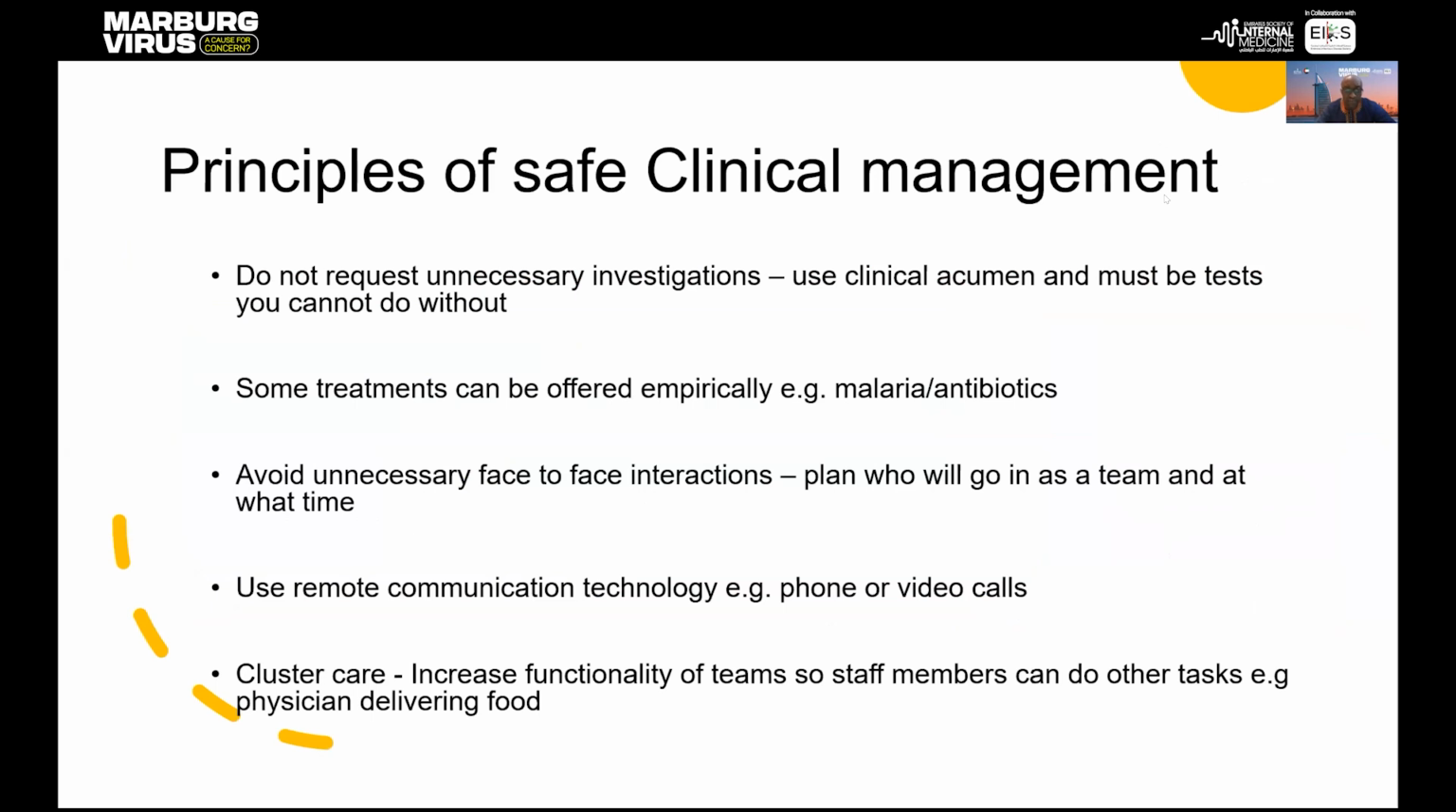And there are really important principles when you're looking after a patient with high consequence infectious disease in order to protect staff. The first is that you have to think through your investigations. Do not request unnecessary investigation. We use clinical acumen. I'm talking through this with the experience of working in a high consequence infectious disease unit in Liverpool. You use your clinical acumen and you only request tests that are going to change your management.